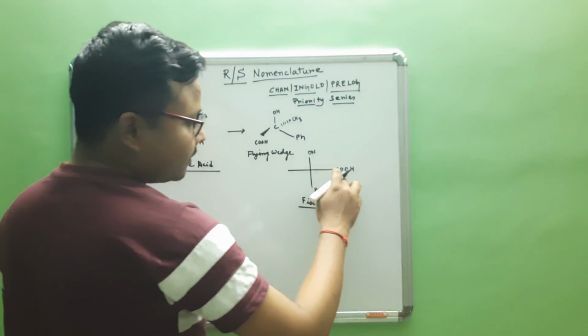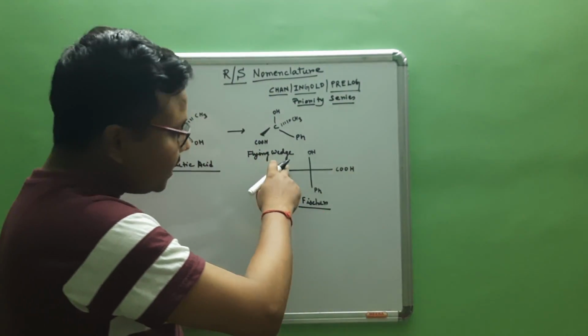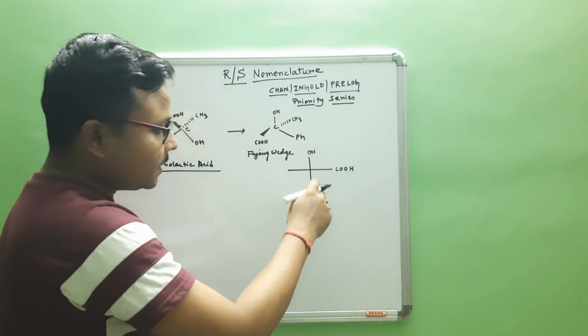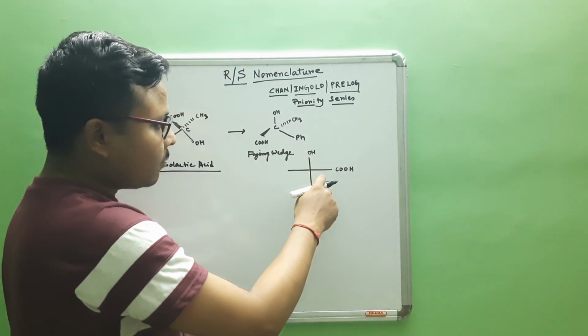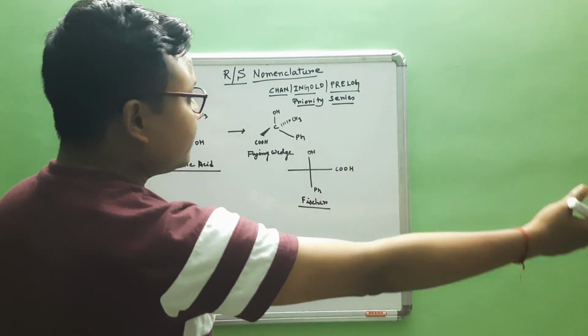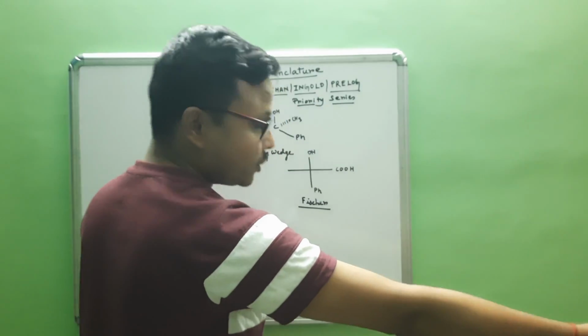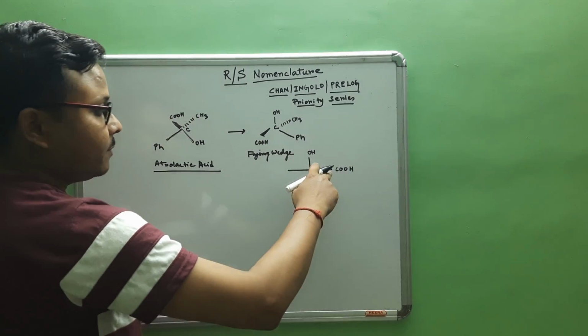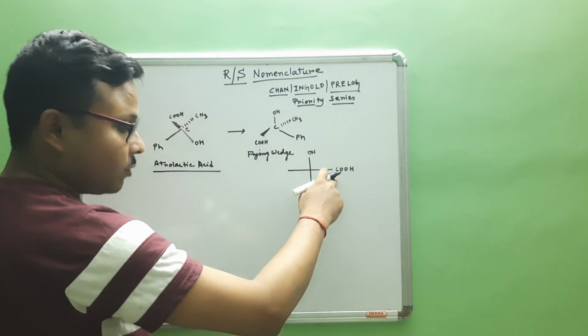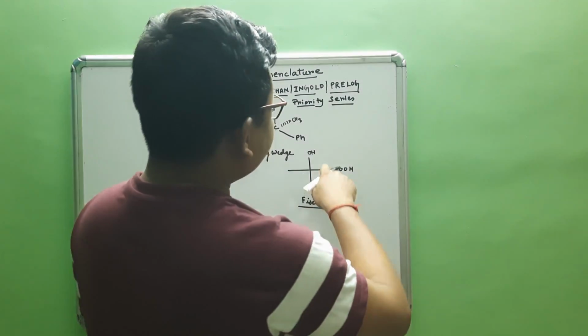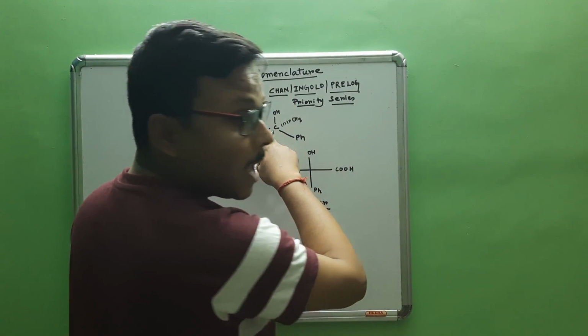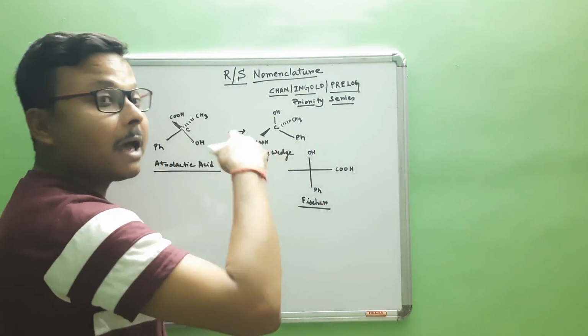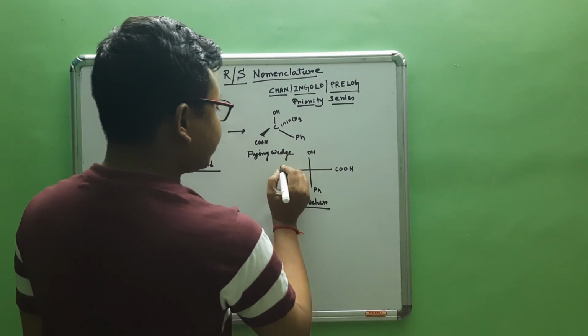Why is this occupied by COOH? Because in the flying wedge, the phenyl, the bottom vertical bond, bends towards the right. Therefore the right side of the horizontal position in the Fischer projection formula will be occupied by the group which is above the plane in the flying wedge. So the rest is the CH3.